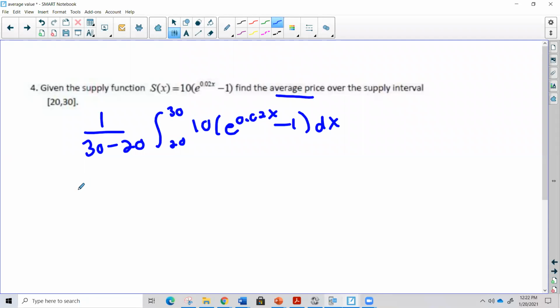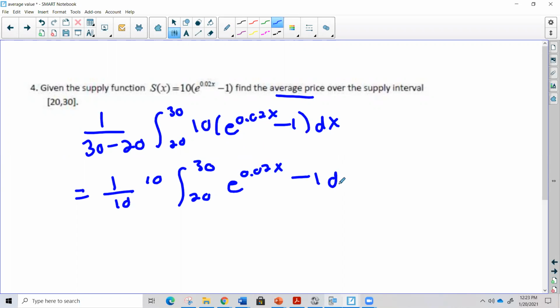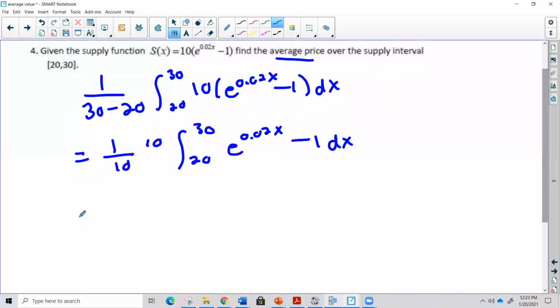Okay, so to do this, 1 over 30 minus 20 is 1 over 10. And whenever you have a constant times the whole other part that you're taking the integral of, you can pull the constant out in front of the integral. You could also distribute it and then simplify. You'll get the same answer in the end, but this saves a little bit of work because this gives me 1 over 10 times 10, which is 10 over 10. So I just get 1. So I don't really even have to worry about that part.